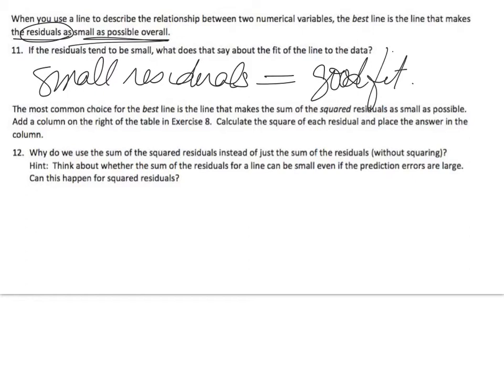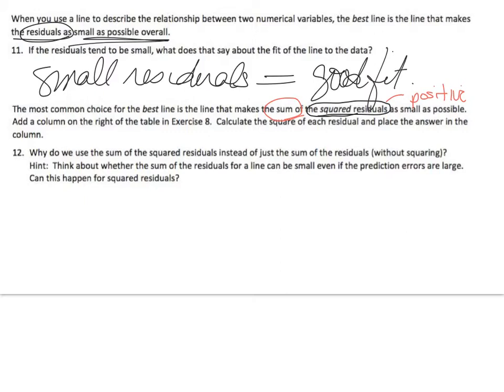The most common choice for the best line is the line that makes the sum of the squared residuals as small as possible. So squared residuals makes everything positive. If I square all the residuals, it makes everything positive. And then if I add them all together, the smallest sum of the squared residuals is the best.